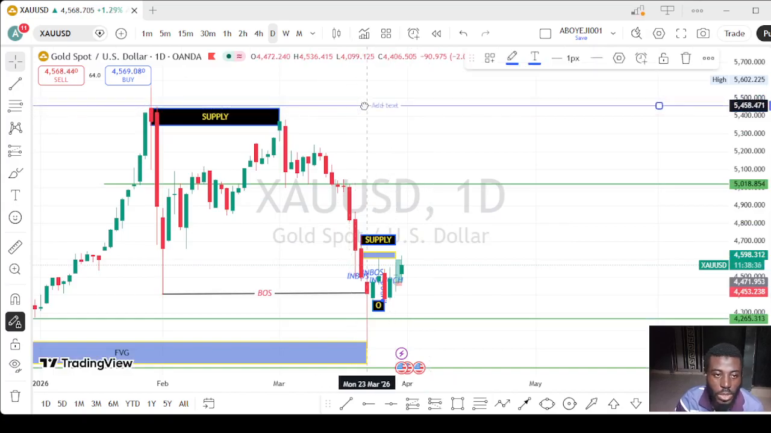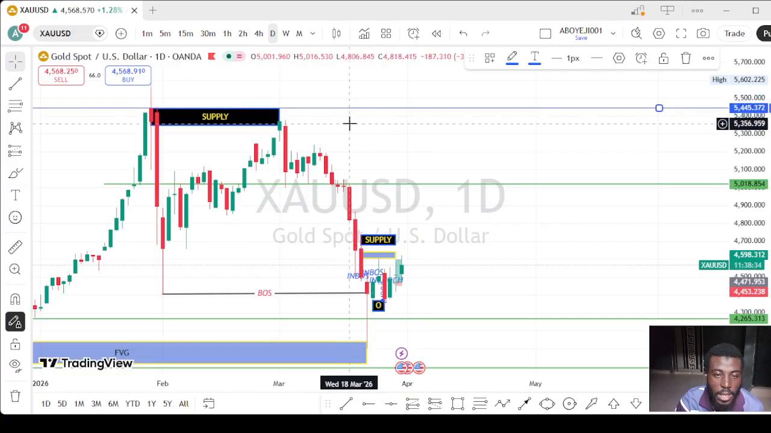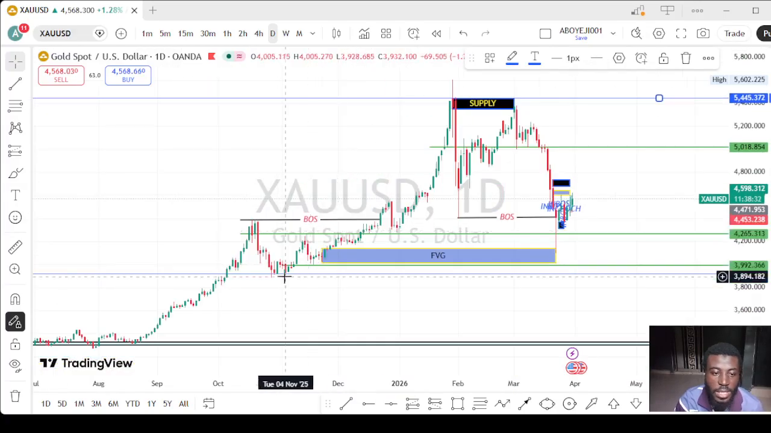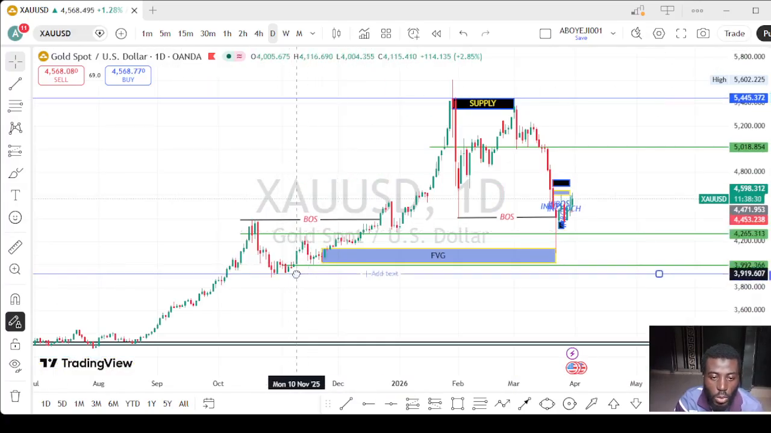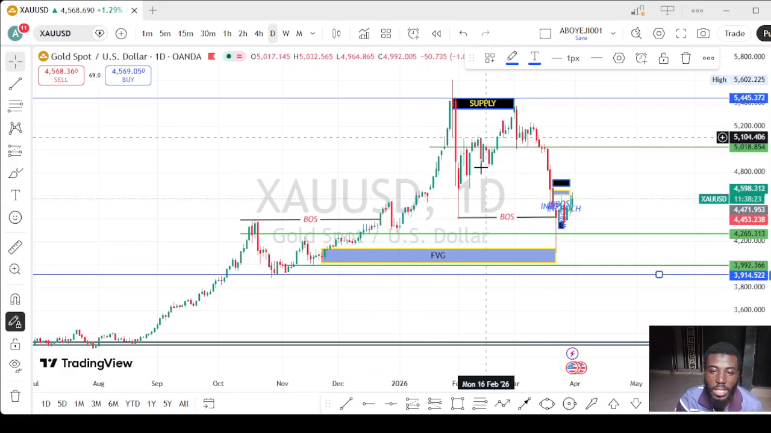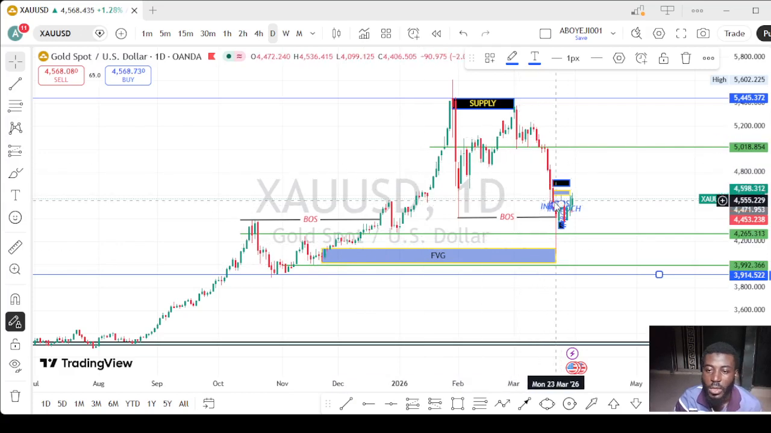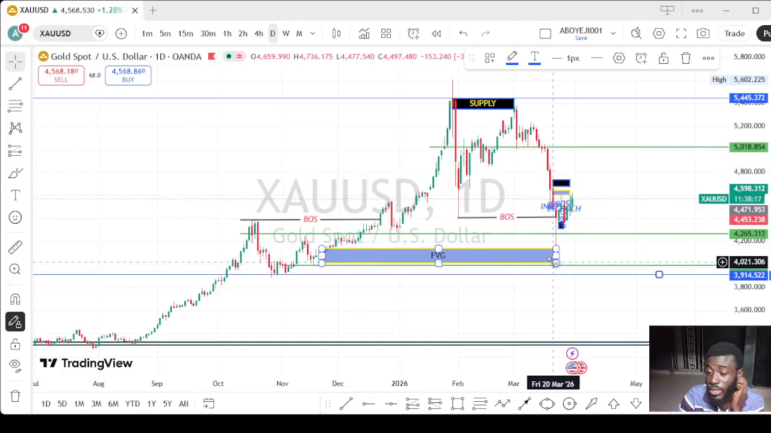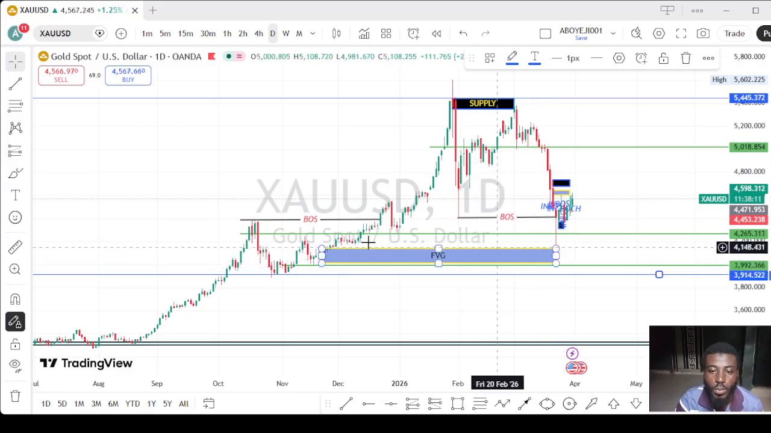Our swing high is still intact, and this is our swing low, which is still intact. This is what we are having. You can see the market is in between. If you watched yesterday's video, you will see that this is our weekly FVG, which means the market is in this FVG that is trying to push the market up.